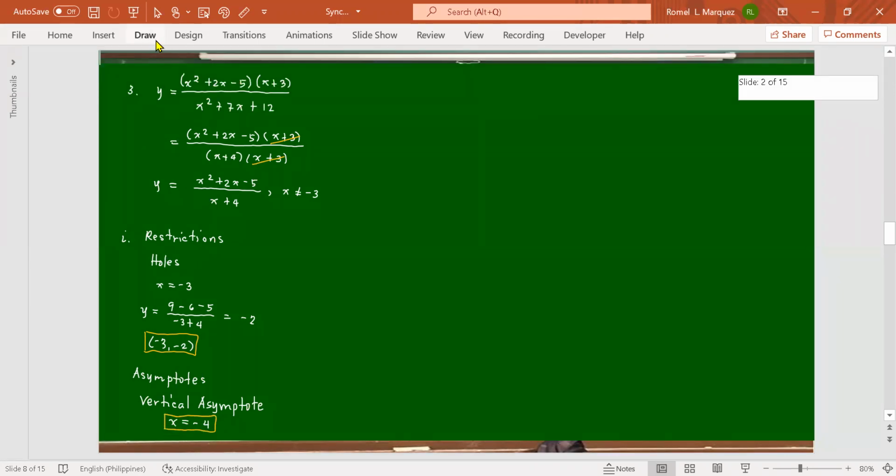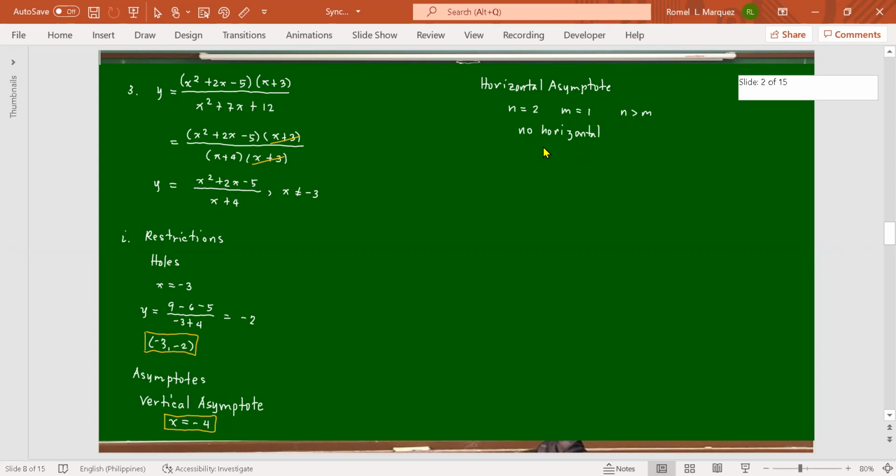May horizontal asymptote ba, guys? Guys, wala, no? Horizontal, none. Am I correct? Bakit wala, guys? Check natin. Ang n ay 2. Ang m ay 1. Ang n is greater than m. Therefore, no horizontal asymptote. Okay, guys?